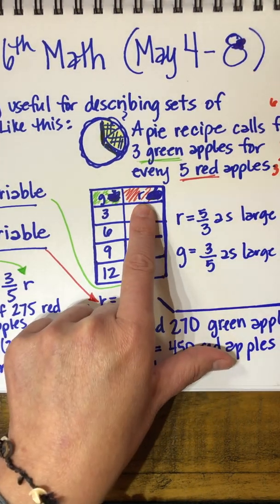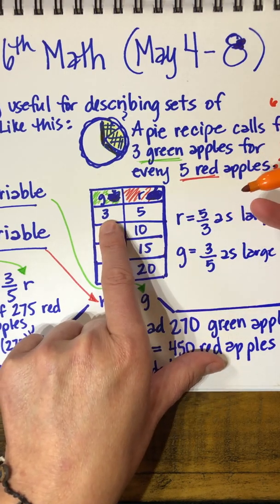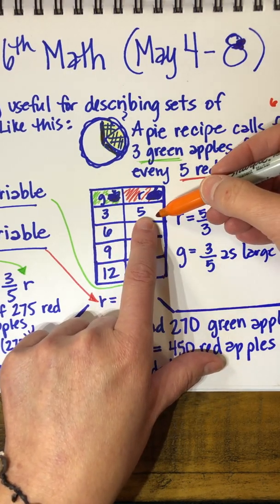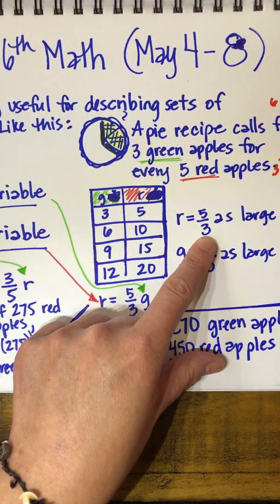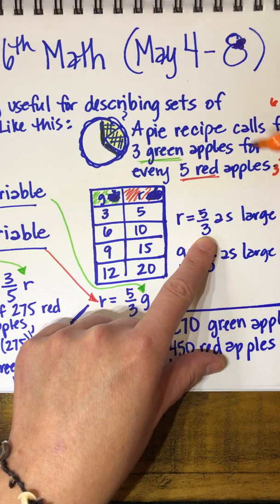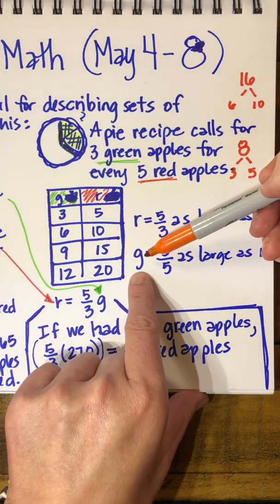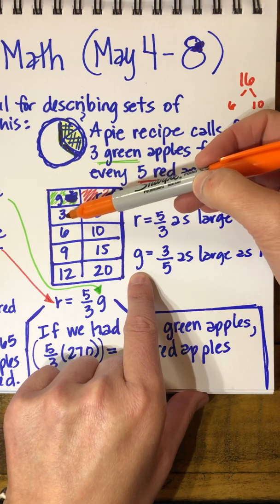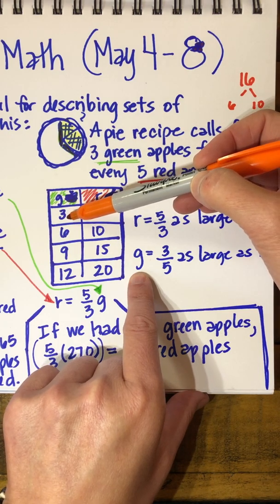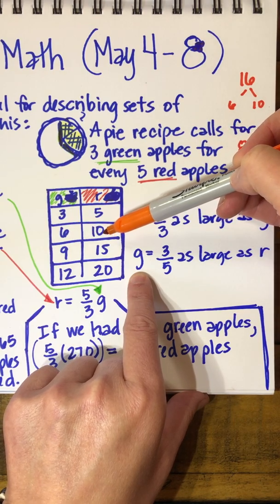Notice that the number of red apples that we need is greater than the number of green apples. And the number of red apples is 5/3, or 1 1/3 times greater, 5/3 as large as the green apples. We could also write this equation for the green apples. Well, the green apples, notice it's smaller than the number of red apples needed. The green apples, their number would always be 3/5 as large as the number of red apples needed.